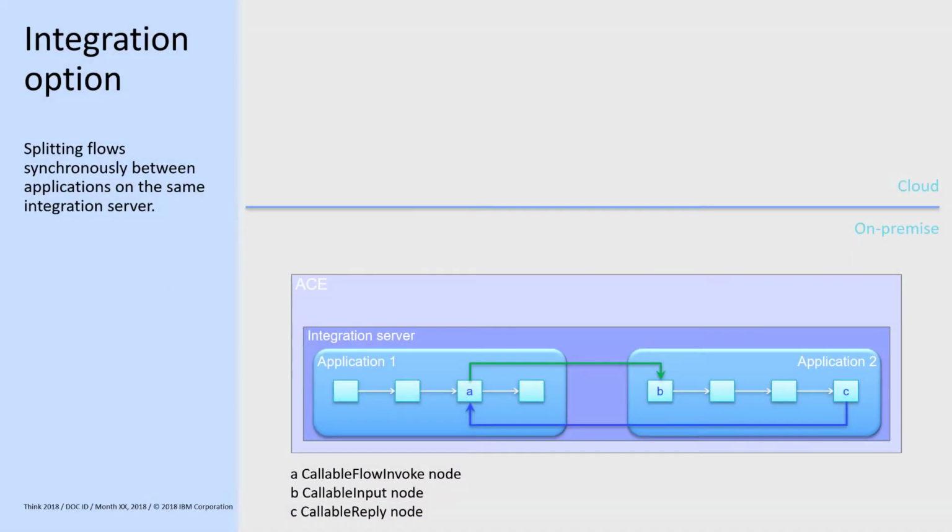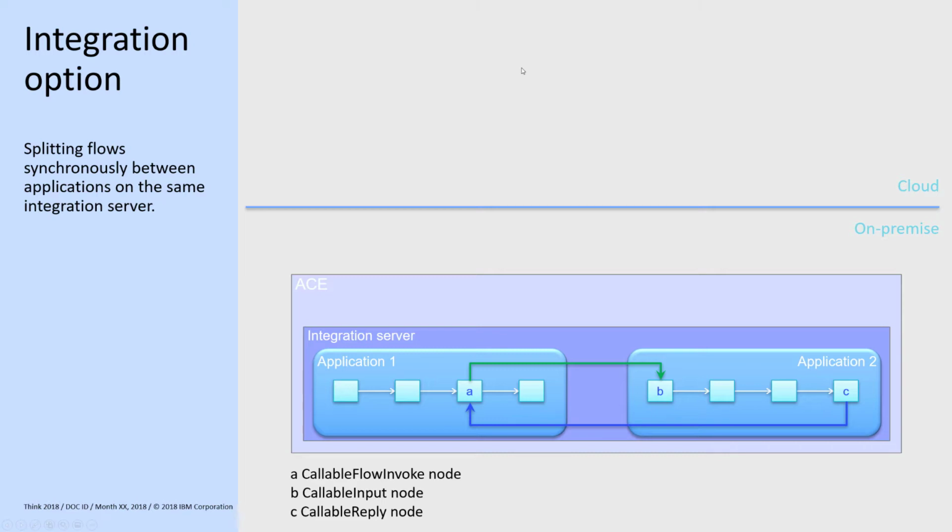The demonstrations in this demo will go around 5 implementation scenarios. Just in short, what my pictures mean: there's the callable flow invoke node, there's the callable input node, and the callable reply node that I'm going to use in all of the scenarios.